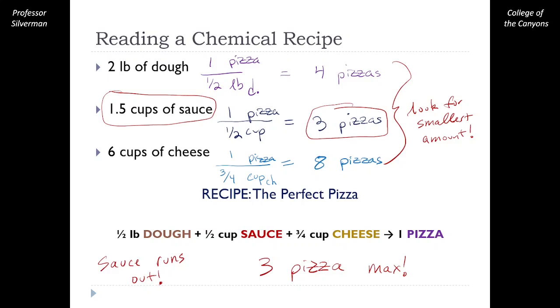We get to draw 2 conclusions from these calculations. One is that our sauce is going to run out first. And 2 is that the maximum amount of pizzas we can make is 3, based on the thing that runs out, based on our sauce. We're going to call our sauce here the limiting ingredient, or the limiting reactant, the substance that runs out first. We're going to call the 3 pizzas that we can make our theoretical yield. The maximum amount of product that you can make has to be based on our limiting ingredient.